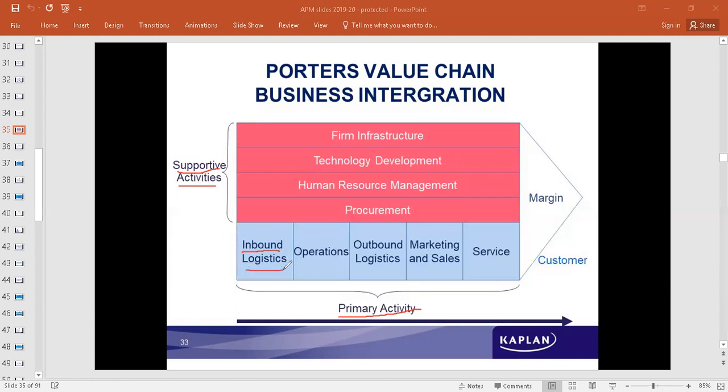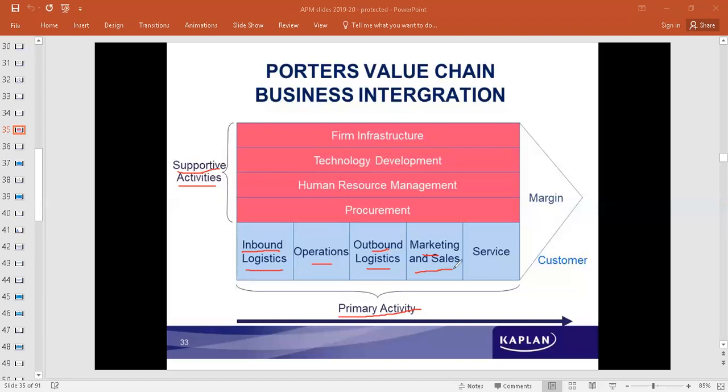The logistics refer to the movement of material. We see first activities inbound logistics, then operations, then outbound logistics, marketing and sales, and services. So these are the primary activities. So inbound, or material which is coming into the factory, inbound logistics.